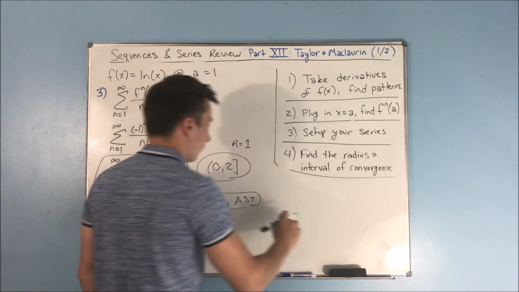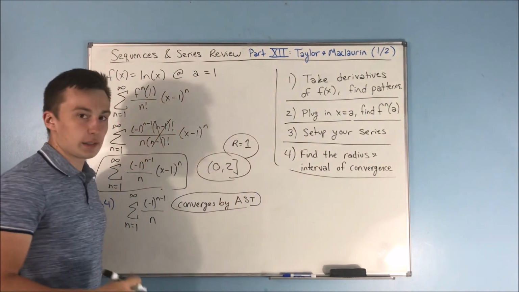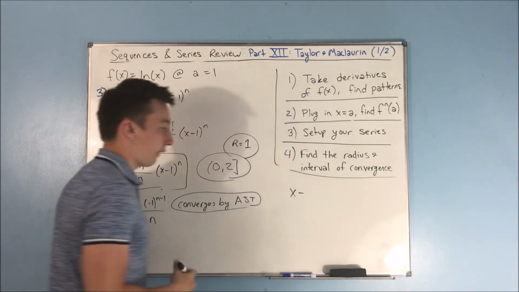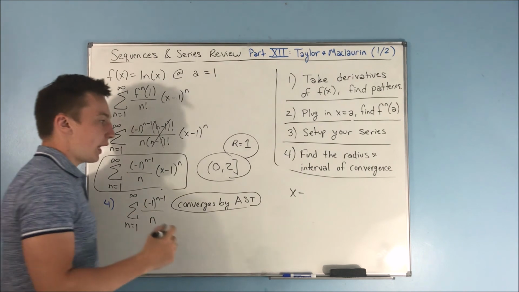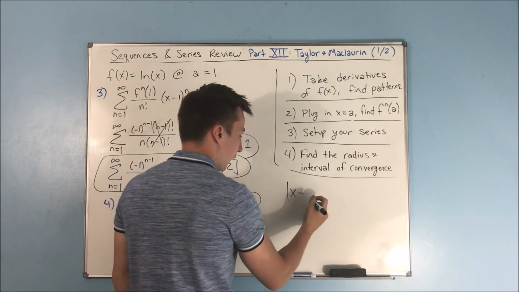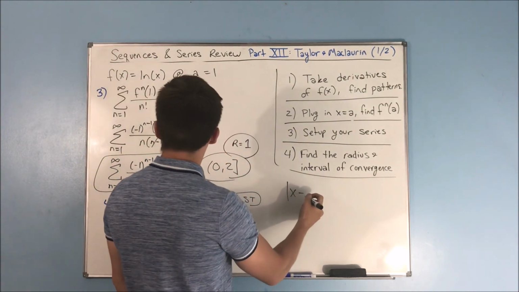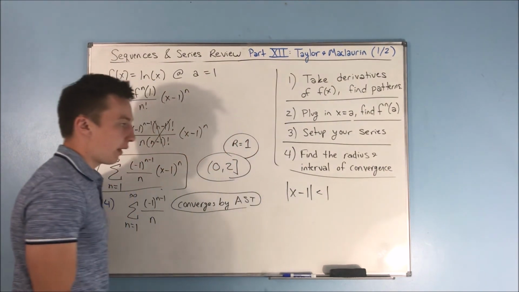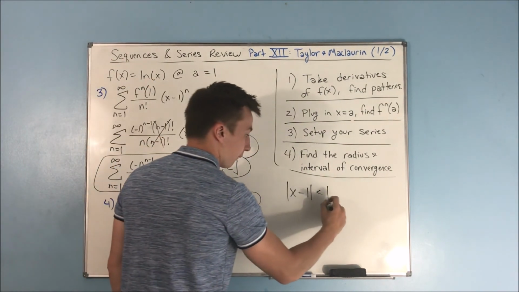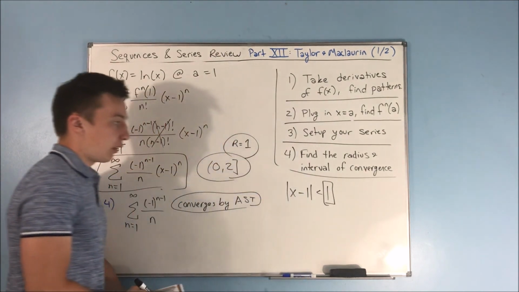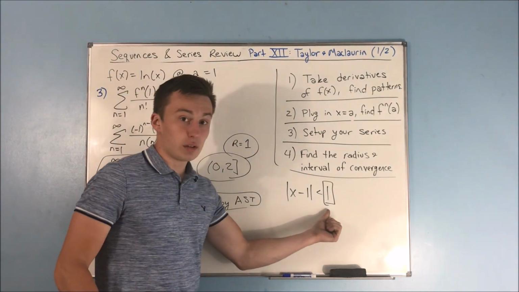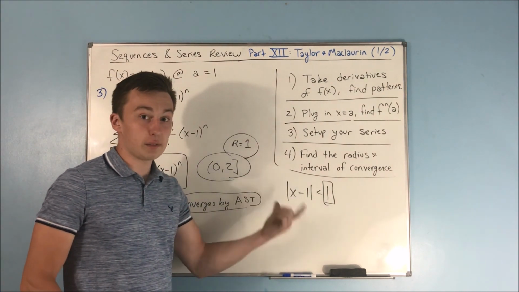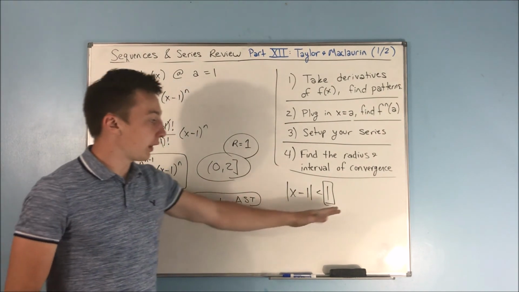Now, one other way you could have found the radius, and I always like to give you an extra way if I can, is when we had the absolute value of x minus 1 less than 1, your radius is still right here. That is your radius of convergence. But you need to make sure that you have that x minus a form and nothing else, because that's what will give you your radius.